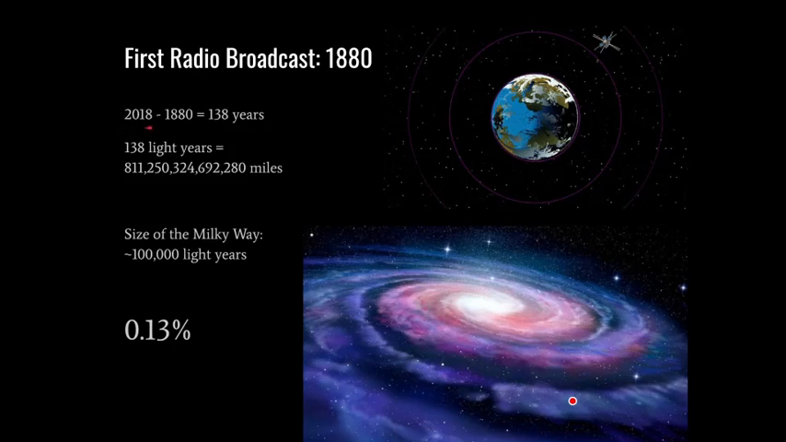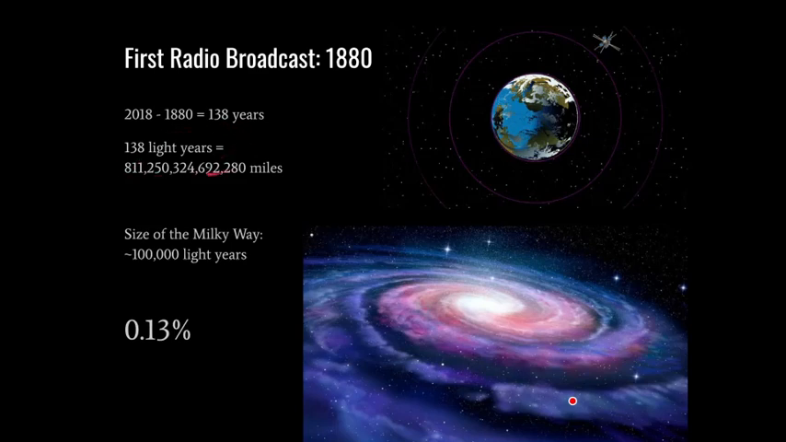I first prepared this slideshow 2 years ago, so let's back that up a little bit. 2020 minus 1880 would be 140 years. If we were to convert those years into light years, how far these waves would have traveled in that amount of time, we would get a number that would be a little bit off now because of this number difference.